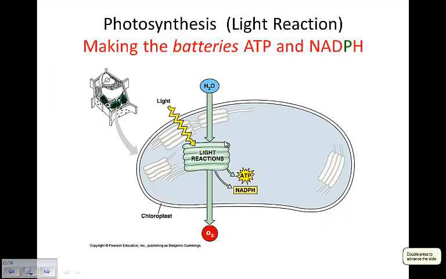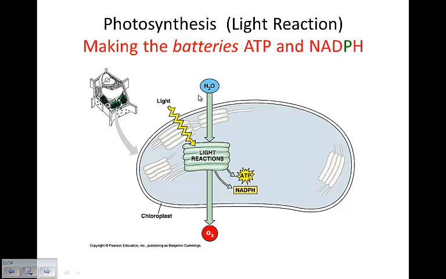Now this slide's going to be very important. You're going to become very familiar with this. So during the light reaction of photosynthesis, this part right here, here's our grana, our stacks of thylakoids. Here's where we're making the batteries called ATP and NADPH. This is where we're making energy. Now remember, we said we couldn't use the energy. It's not usable energy yet. It's stored energy, okay?